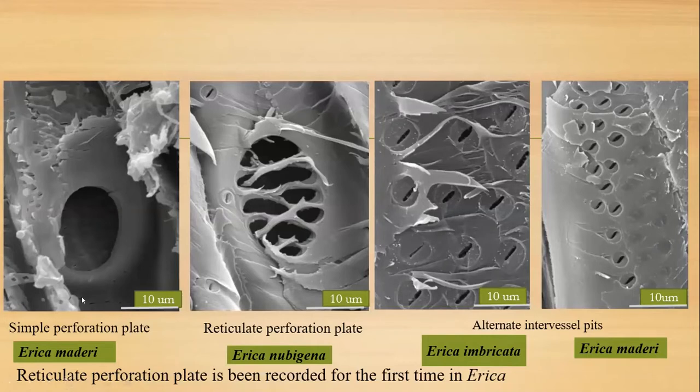And here we can see picture one shows us the simple perforation plate, and picture two shows us a reticulate perforation plate. And this is the first time we recorded a reticulate perforation plate in Erica. The previous information that we have on the six species of Erica in Europe is that they have simple perforation plates. Also, pictures two and three show us different and diverse ways of intervessel pit from the wood structure of Erica.